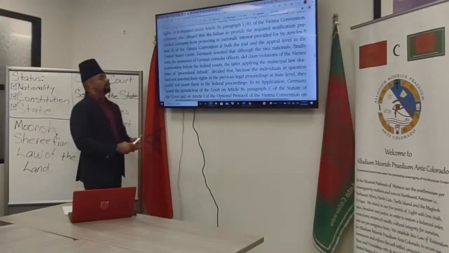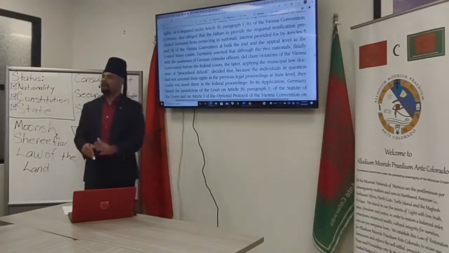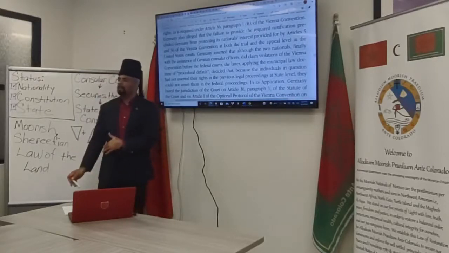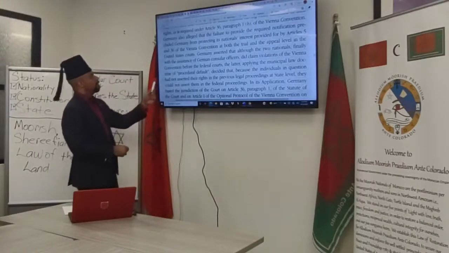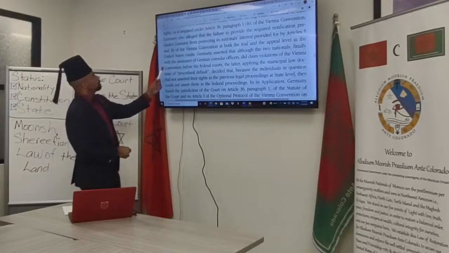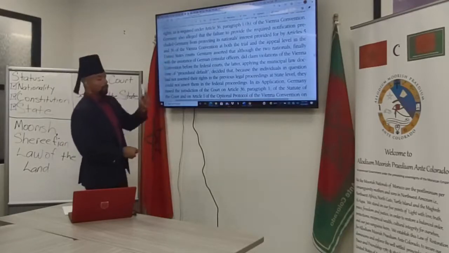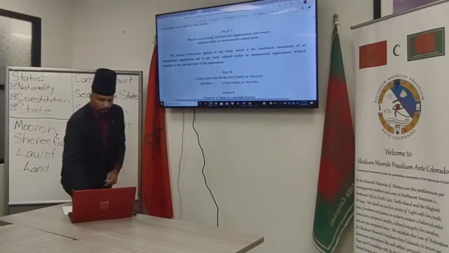When Germany is looking at this, they're pulling out certain subsections of international law. Moors must study international law. You must stop studying state statutes. Study international law, like Germany is using international law right now. Also, Article 36. Let's go down to Article 36.